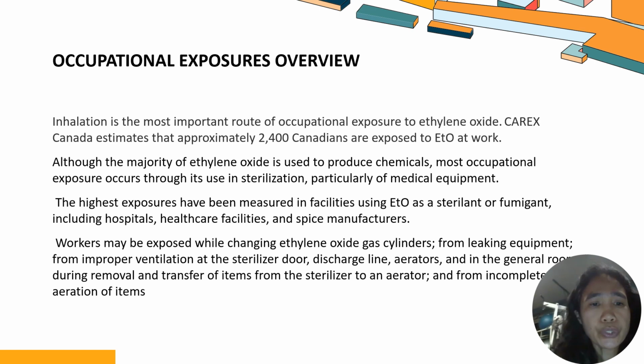The highest exposures have been measured in facilities using ethylene oxide as a sterilant or fumigant, including hospitals, healthcare facilities, and spice manufacturers. Workers may be exposed while changing ethylene oxide gas cylinders, from leaking equipment, from improper ventilation at the sterilizer door, discharge line, aerators, and in the general room, during removal and transfer of items from the sterilizer to an aerator, and from incomplete aeration of items.